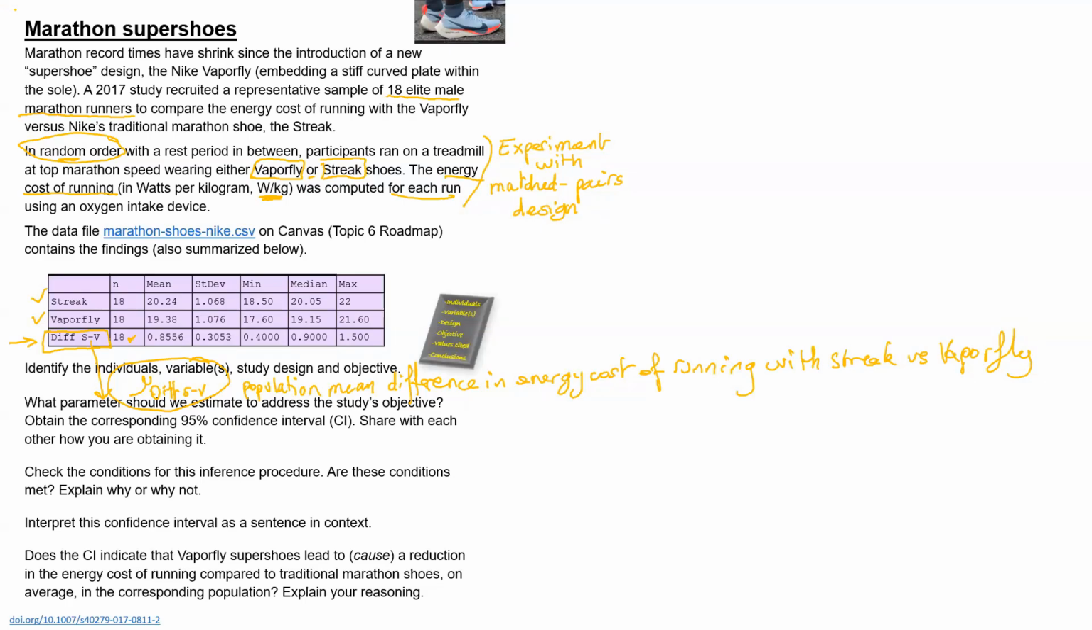treadmill. So we are 95% confident that on average, in the population of elite male marathon runners running on a treadmill at top marathon speeds, the difference in energy costs when running with traditional marathon shoes versus running with super shoes like the Vaporfly is a value within the range 0.7 to 1 watt per kilogram.